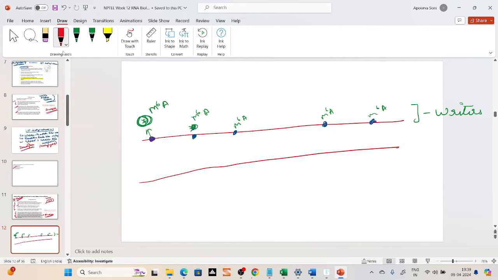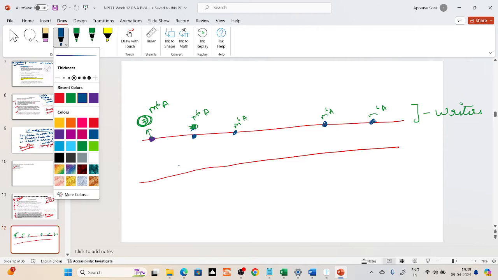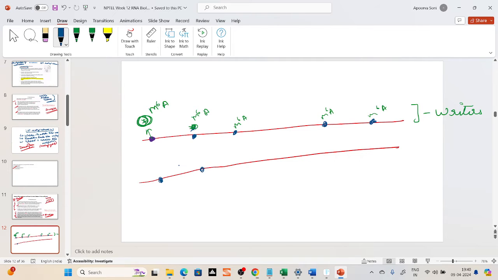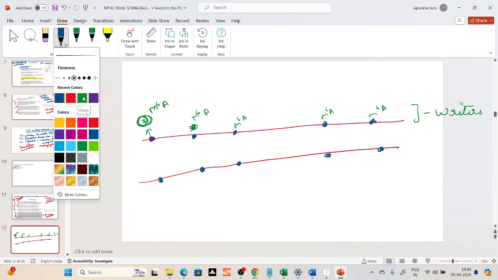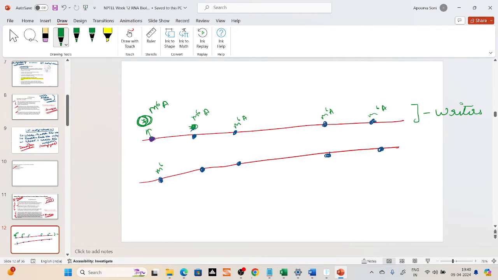Again, RNA molecule. Again, these modifications. I'm just writing here. M6A, M6A, M6A, M6A, and M6A. So these are the modifications that have been written or added by writers. Now erasers will come and say, I don't want a modification here. I don't want a modification here.